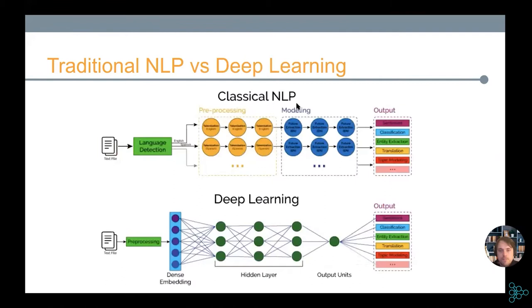And this is the first big difference that you're going to see between classical NLP and deep learning. You see, you have pre-processing, modeling, you have a lot of different steps. At the beginning, you just have maybe a language detection task to understand if it's English or French or Hindi or any other language. Find the appropriate algorithm, do the pre-processing, the modeling, and so on.